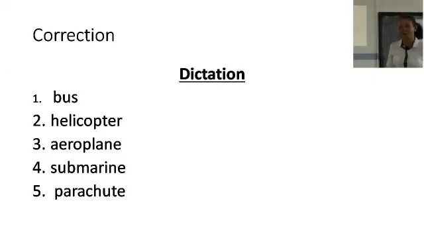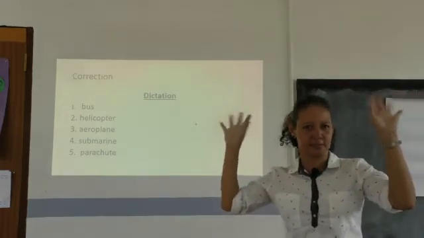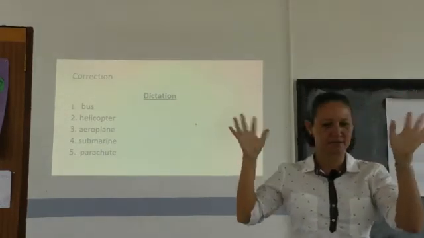So for the correction, number 1, which is a bus. So if you've got the right word, you give yourself a tick. Bus. Check the second one, helicopter. The third one, aeroplane. The fourth one, submarine. And the last one was the parachute. So if you've got all correct, give yourself a silent cheers, which is very good.